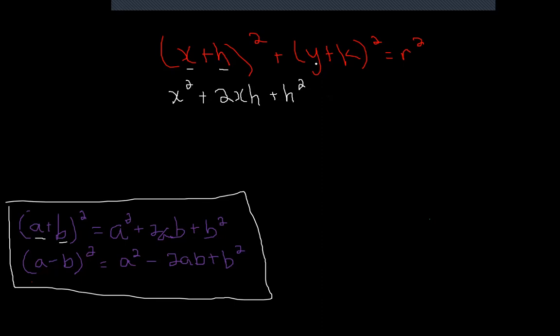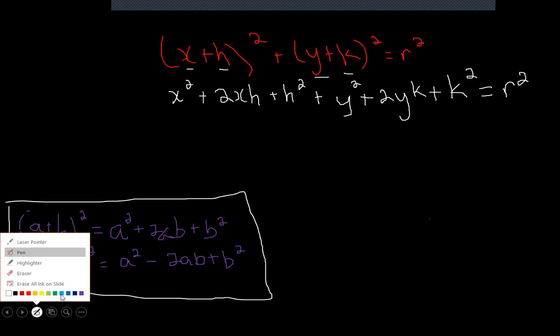Next one. Now we're looking at (y plus k) squared. Looking at the rule, y in this case is my a, so a squared becomes y squared. Then it's plus 2ab, so that's 2, a is y, b is k, plus b squared, which is k squared, is equal to r squared.